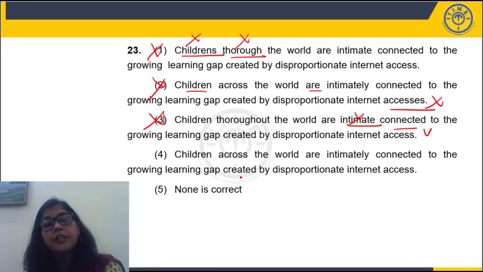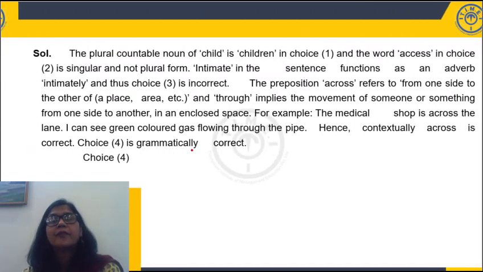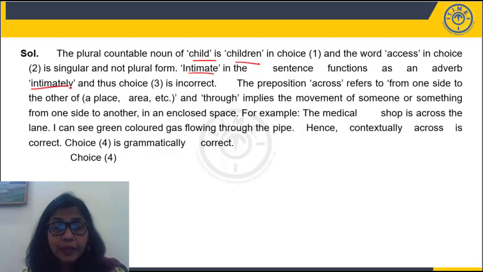The fourth one, children across the world are intimately connected to the growing learning gap created by disproportionate internet access. Correct option. Everything fits in grammatically in this particular sentence. Right? Child, children is a plural form. Yes. Intimately is the adverbial form of intimate.